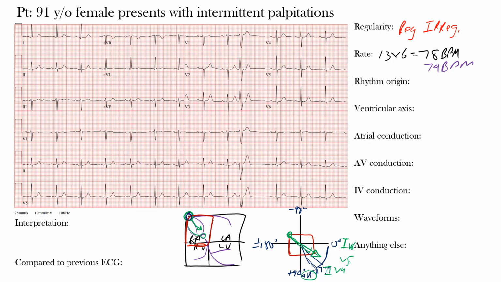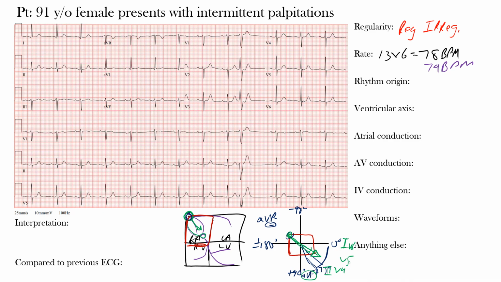Now remember, AVR sits here, and because the impulse is heading away from it, we should see negative P waves in AVR. So now let's go back to our EKG and see if we see this. So this is all for sinus rhythm, again, originating from that sinus node.